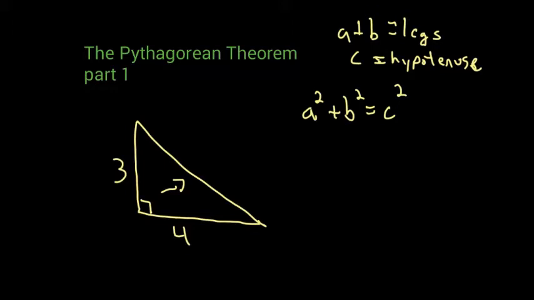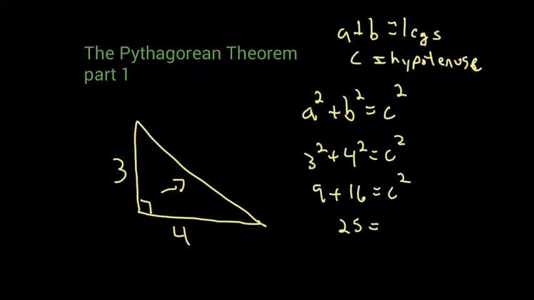So here I'm given the legs, which are 3 and 4, so I'm going to do 3 squared plus 4 squared equals c squared. So 3 squared is 9, plus 4 squared is 16, which equals c squared. 9 plus 16 is 25, which equals c squared. In order to undo a square, you need to square root it. The opposite of a square is a square root. So the square root of 25 is 5. So this triangle is a 3, 4, 5 triangle. And that's a Pythagorean triple. And that's going to be very important for you to remember.